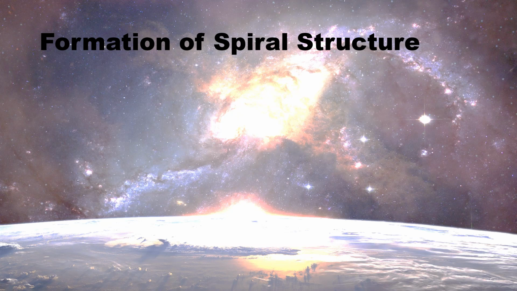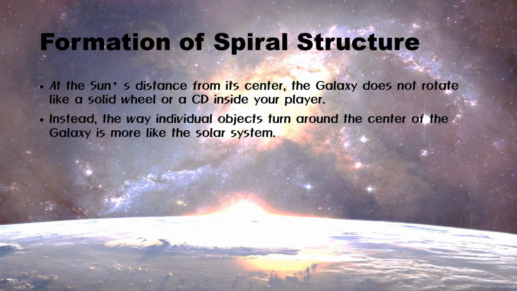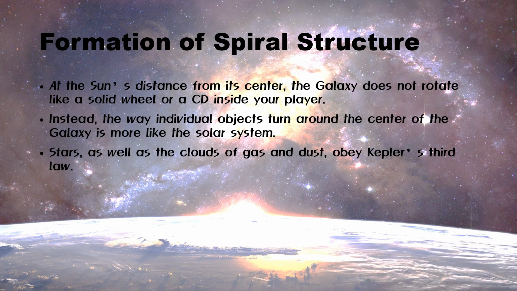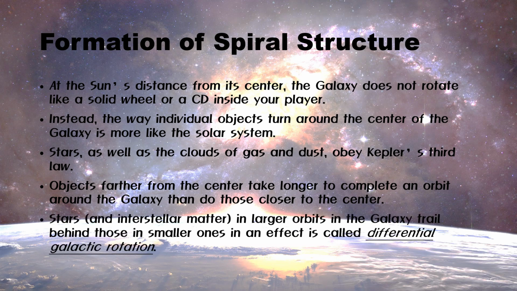So let's go ahead and talk about the formation of the spiral structure itself. Now, at the sun's distance from its center, the galaxy does not rotate like you would expect a solid wheel or a CD inside of a disk player. Instead, the way individual objects turn around the center of the galaxy is more like how we think about the solar system. Stars, as well as the clouds of gas and dust, obey Kepler's third law. This means that objects farther from the center take longer to complete an orbit around the galaxy than those that are closer to the center. Stars and interstellar matter that are in these larger orbits trail behind those in the smaller ones. This is an effect we call differential galactic rotation.